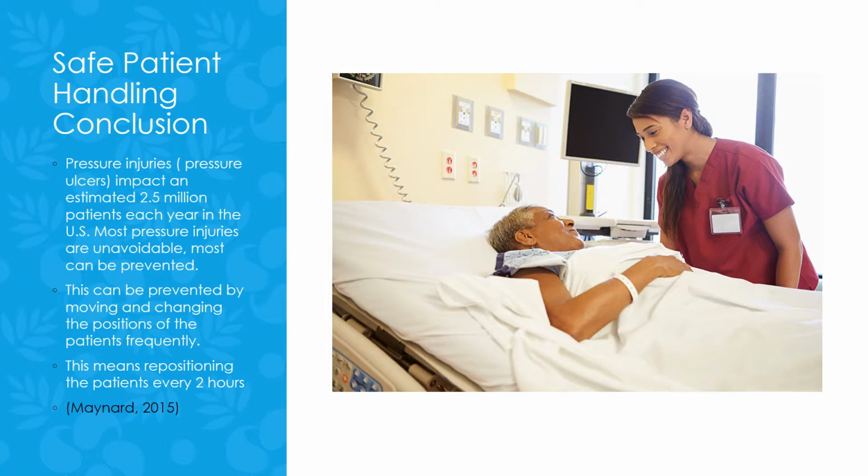Safe patient handling conclusion. Pressure injuries, another name for pressure ulcers, impact an estimated 2.5 million patients each year in the U.S. Most pressure injuries are avoidable. Most can be prevented by moving and changing the position of the patient frequently. This means repositioning patients every 2 hours.